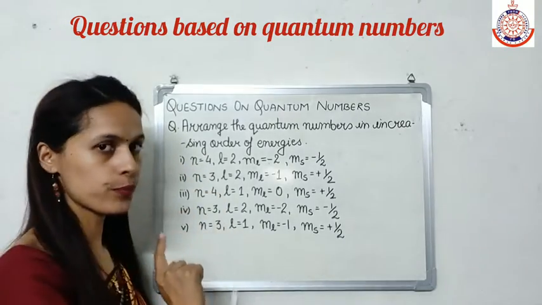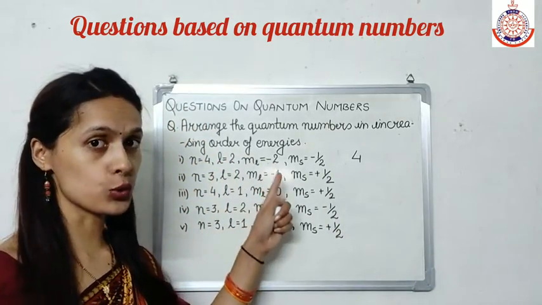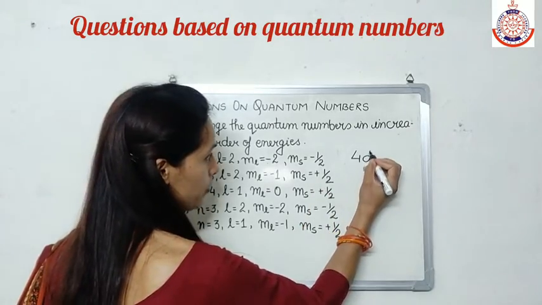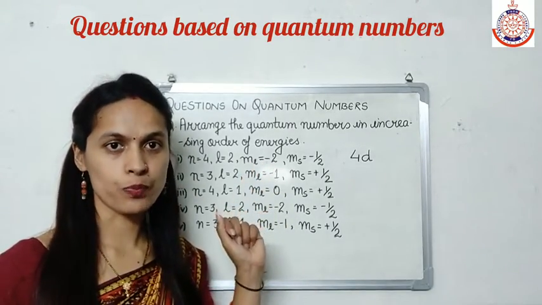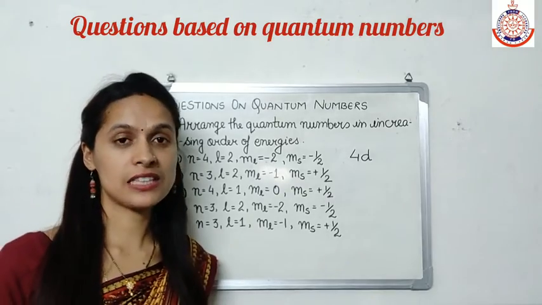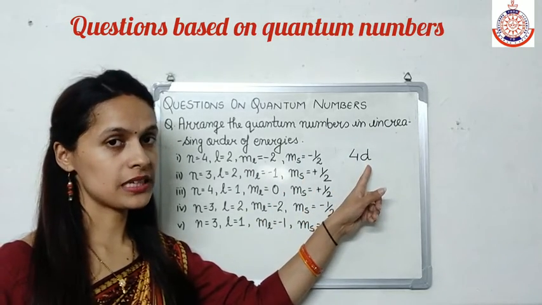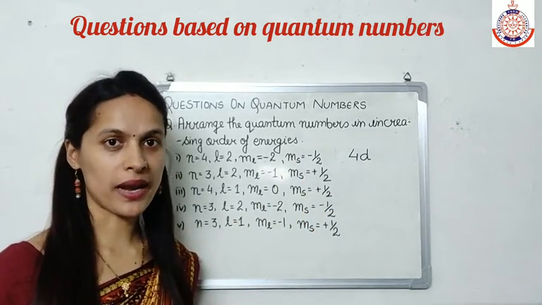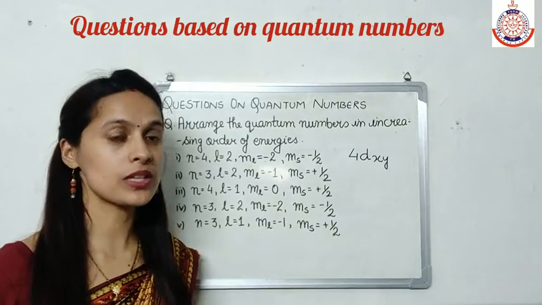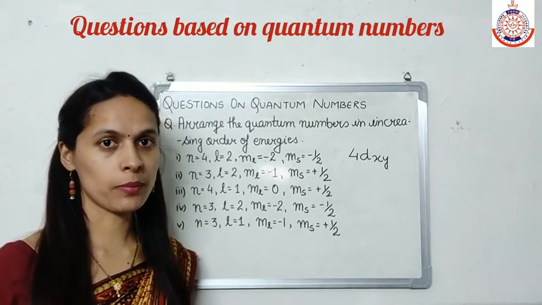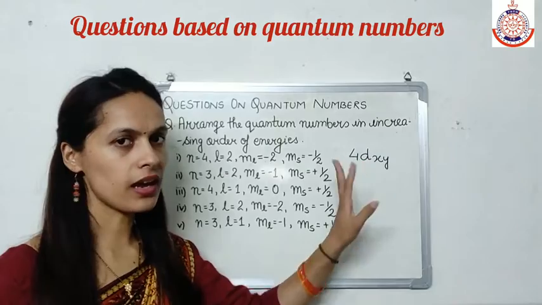Now first, n equals 4, L equals 2. So for 4, we write only 4, and L equals 2 and 2 stands for d. So it becomes 4d. But here we have one more piece of information, that is ml equals minus 2. Now if you have seen my previous videos, you know that if ml equals minus 2, the d orbital is either dxy or dx square minus y square. So I will write here dxy. If you write dx square minus y square, then also it is correct, because we don't know which of dxy and dx square minus y square is minus 2 and which one is plus 2. So ml equals minus 2. Now this is our first orbital.